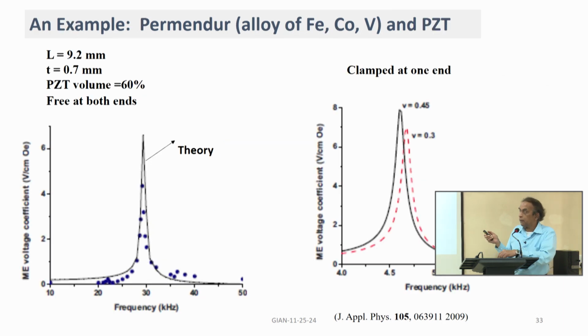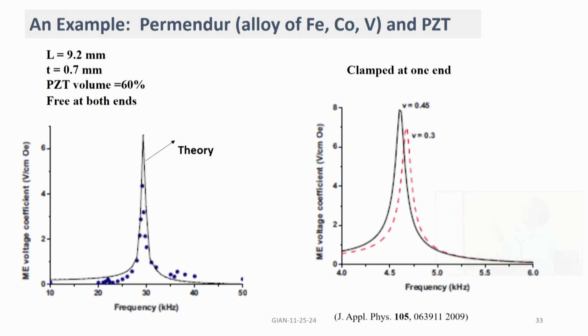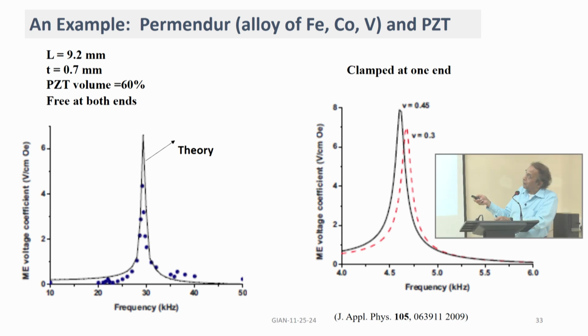Okay, these are examples for magnetoelectric coupling at bending and radial modes. This one is a bilayer or a trilayer of a ferromagnetic alloy, permalloy, and PZT. This one shows resonance at 30 kilohertz.